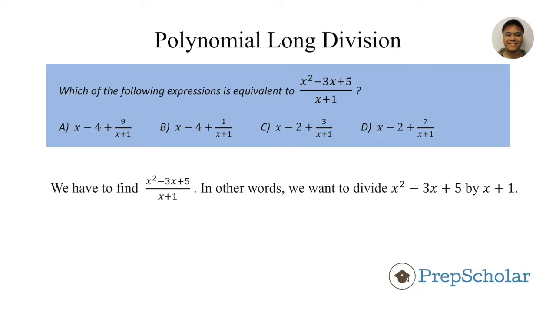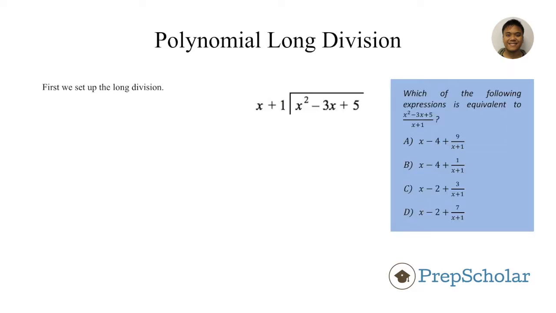Well, that fraction is actually just division. In fact, we want to divide x squared minus 3x plus 5 by x plus 1. First, we've got to set up the long division. We've got the x squared minus 3x plus 5 on the inside and the x plus 1 on the outside. And our first step is to divide.